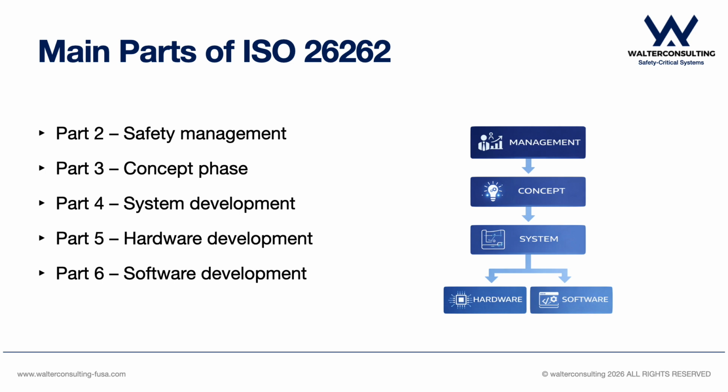Part 3 covers the concept phase, where hazards are analyzed and safety goals are defined. Part 4 addresses system-level development, where safety requirements are allocated to system elements. Part 5 focuses on hardware development, while Part 6 addresses software development. Together, these parts guide engineers through the safety-related activities of the development process. But one of the most critical activities happens very early in the life cycle. This is the hazard analysis and risk assessment.